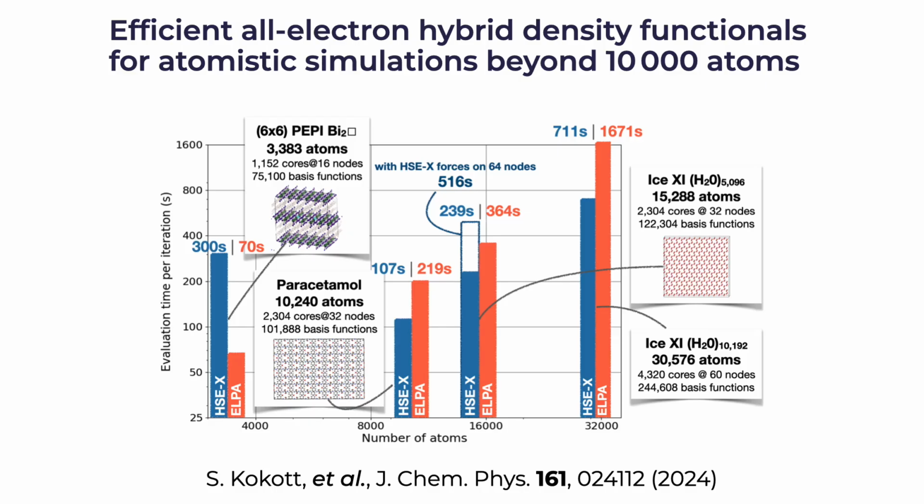FHI-aims is particularly well suited for these tasks because it can address large periodic structures, even up to 30,000 atoms, in an efficient manner using hybrid density functionals.